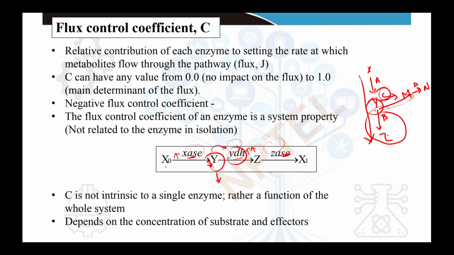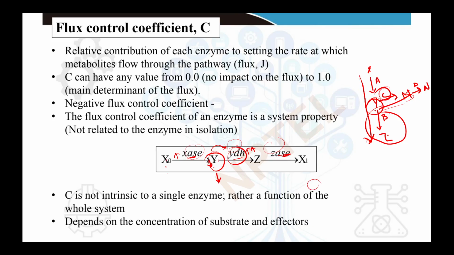So the concentration of enzyme YDH was affecting the speed of the pathway. If the concentration of Xase will be down, the amount of Y will be less, then the amount of Z will be less. But all these things are dependent on the enzyme concentration. Whereas when we are talking about elasticity coefficient, we are talking about the metabolite concentration, not the enzyme's concentration.